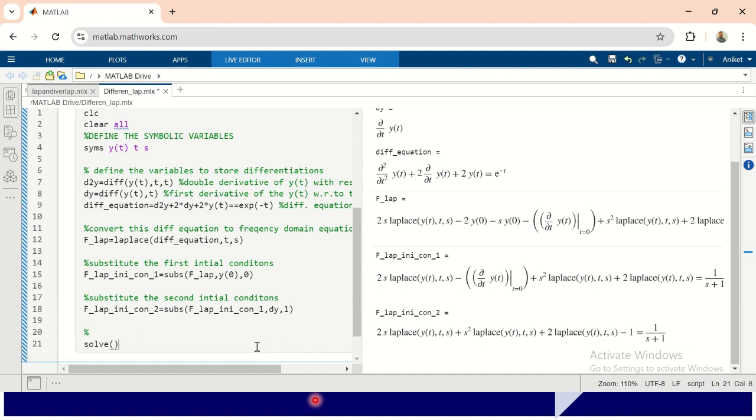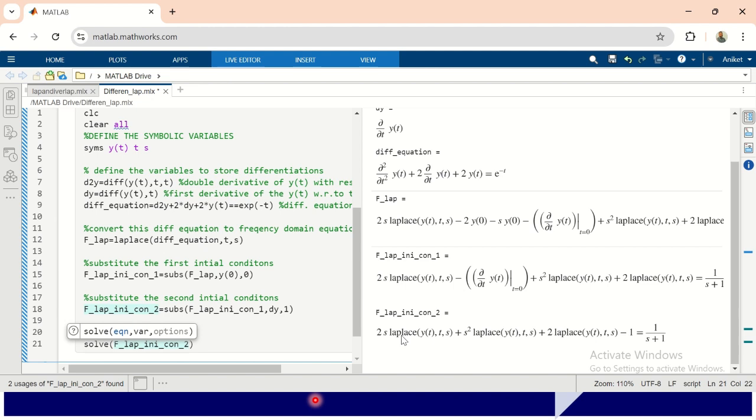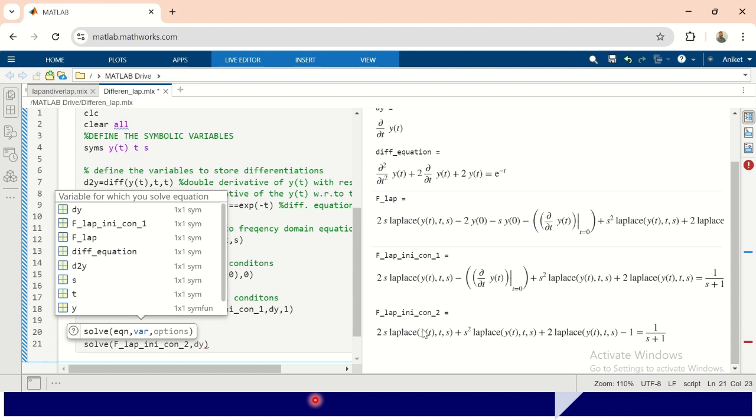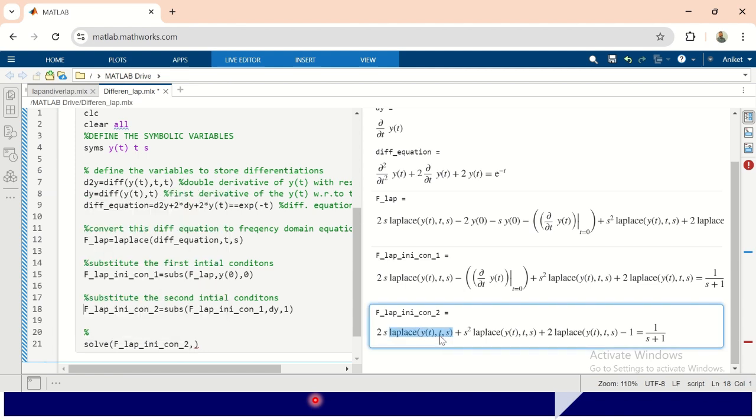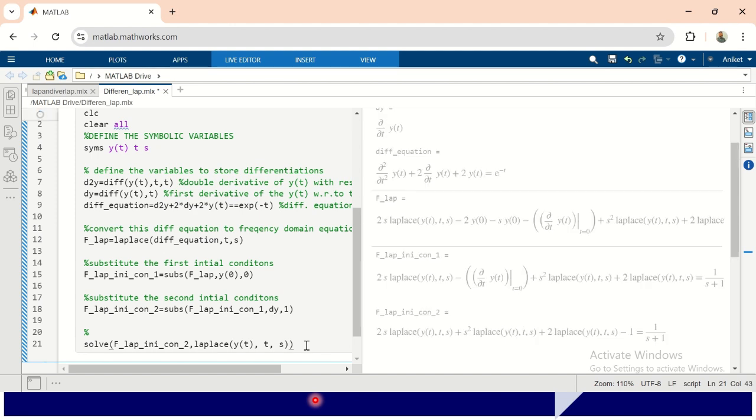What we have to solve is this thing, to rearrange the terms. We have to rearrange the terms, take this Laplace y of t, s, common, and shift other terms to the other side. We can use solve, and we have to solve for this. But if we run this, it will give an error.